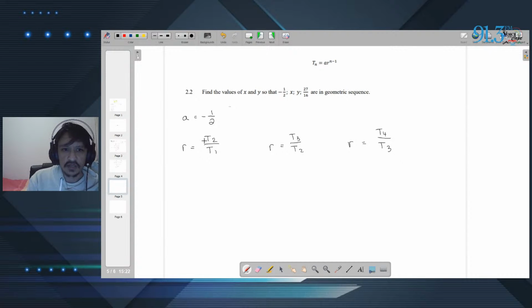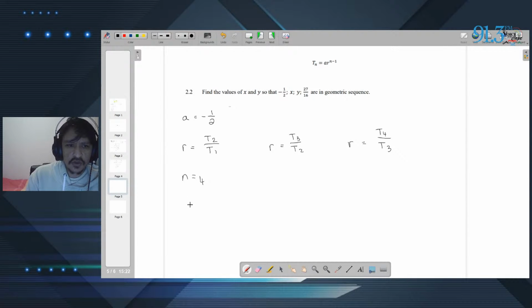Now, we have our R value. Find the value of x so that they are in a geometric sequence. We have four terms, so we know that n is equal to 4. Right? So we can go ahead and attempt to solve these. Let's see what happens. We don't have R, but we can figure R out.